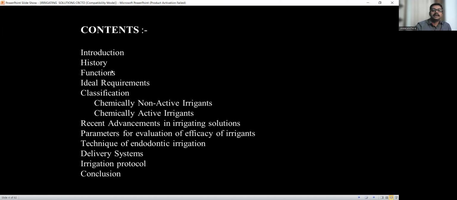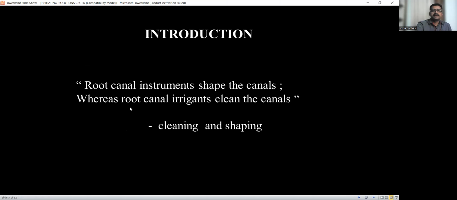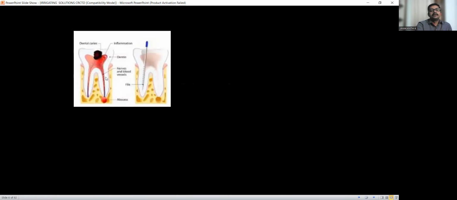So coming to the introduction part, there is a saying that root canal instruments shape the canals, whereas root canal irrigants clean the canals. Together it is called the cleaning and shaping procedure, where the root canal instruments take care of shaping the canals, whereas the root canal irrigants clean the canals. To explain this, I would like to add a few pictures.